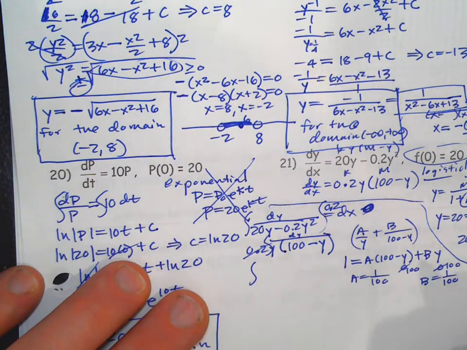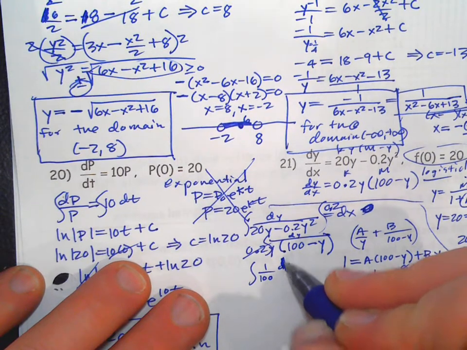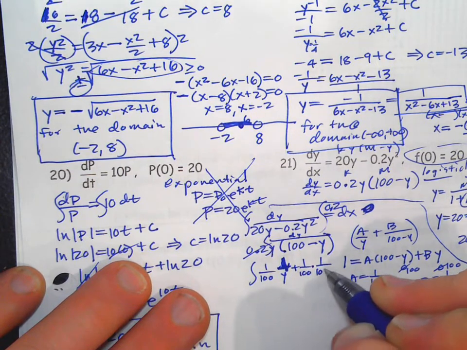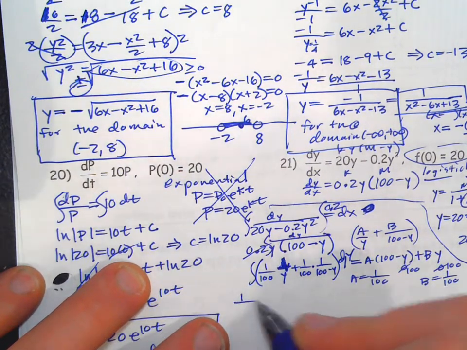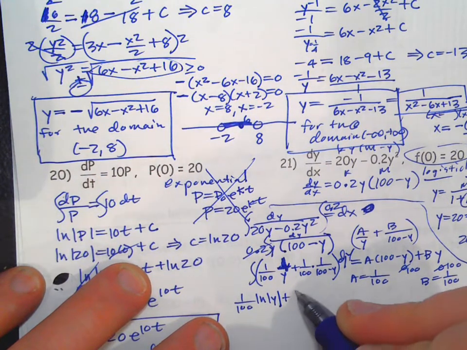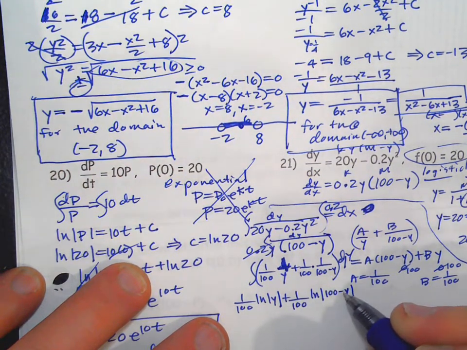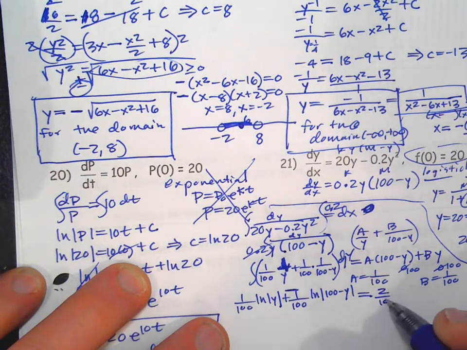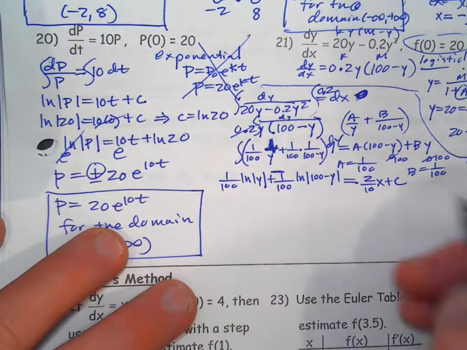So this is going to be 1 over 100 times 1 over y plus 1 over 100 minus y, dy. So we're going to get 1 over 100 natural log of the absolute value of y. Here we're going to get plus 1 over 100 natural log of the absolute value of 100 minus y, but this has an extra negative in it, so you're going to need an extra negative on the outside, equals the integral of the other side, which is 2/10 x plus c. So now we've got to use the initial condition to find the c value.